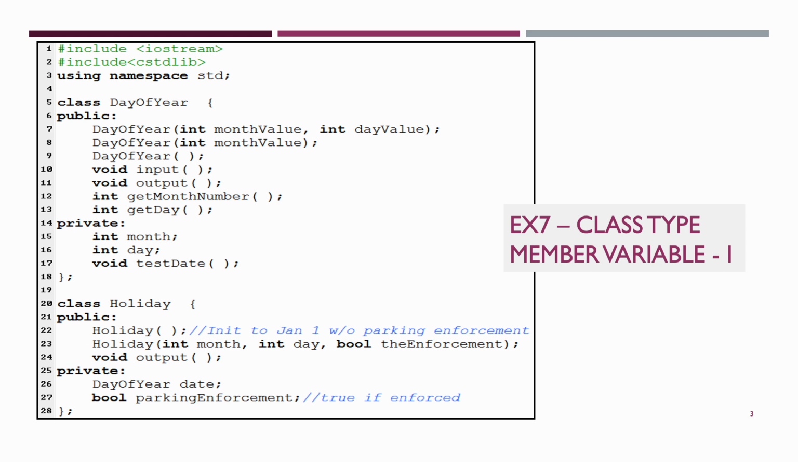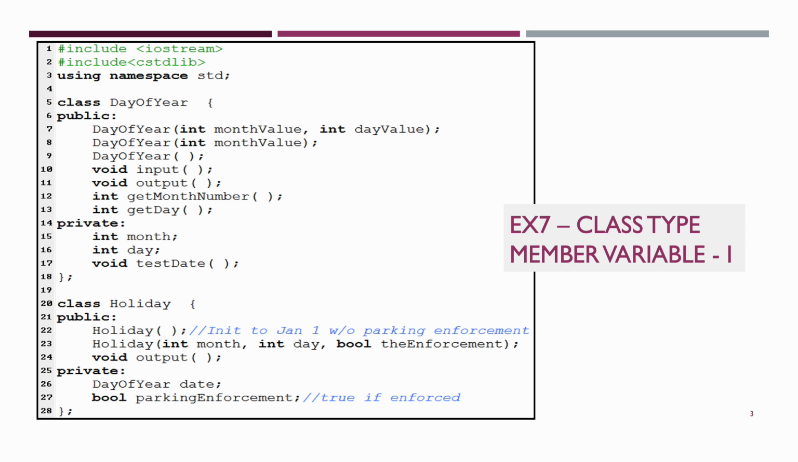This allows for modularity. Instead of rewriting date related logic within the holiday class, the day of year class encapsulates all date related functionality, which allows the day of year class to be reused in other classes or situations where date functionality is needed, which promotes code reuse and more maintainability.